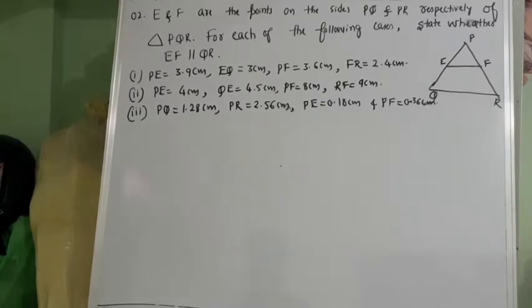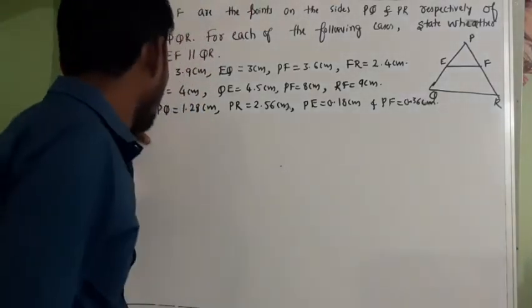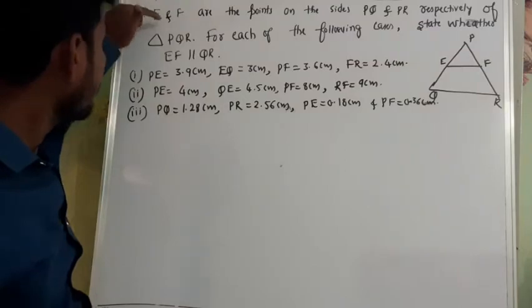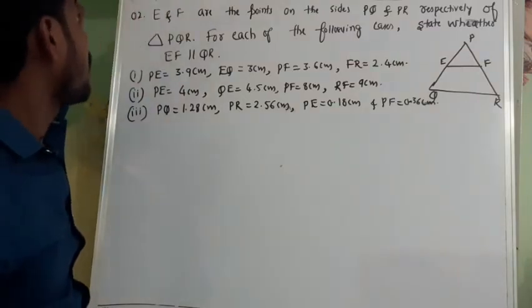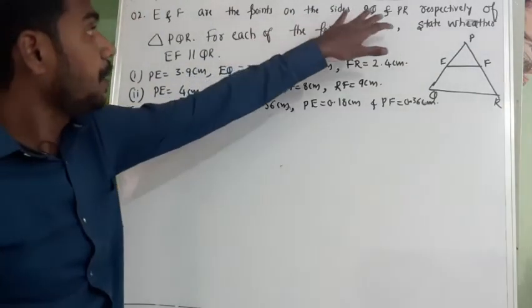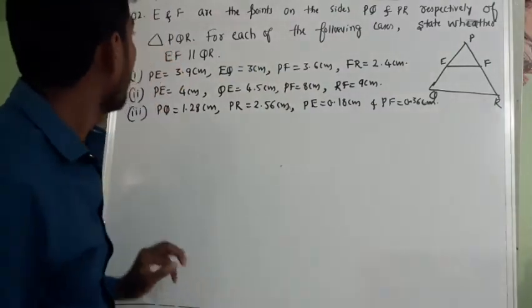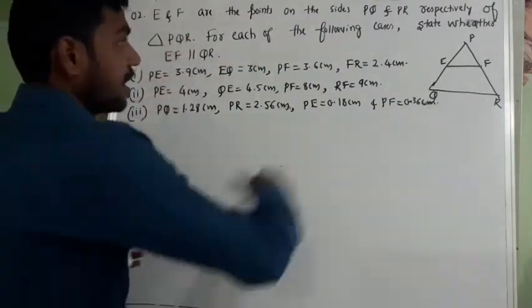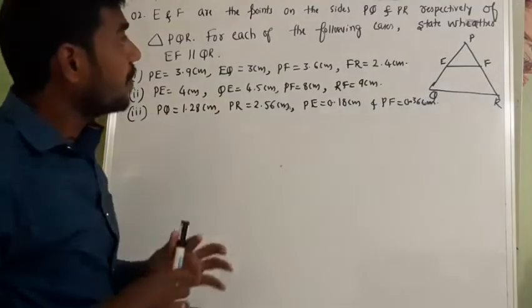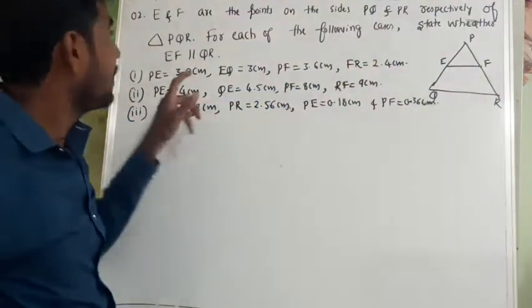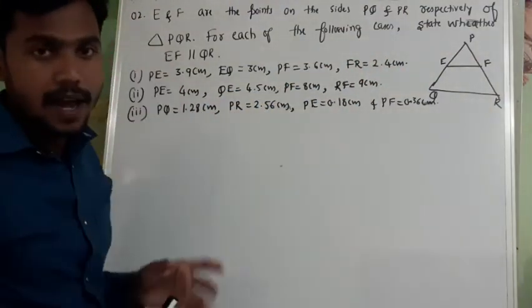Dear students, we'll continue with the second question. E and F are the points on the sides PQ and PR respectively of triangle PQR. For each of the following cases, state whether EF is parallel to QR.